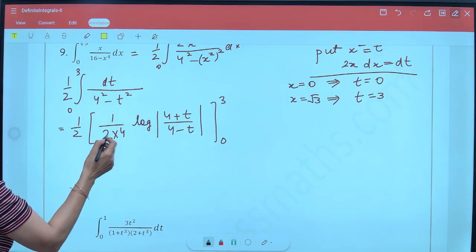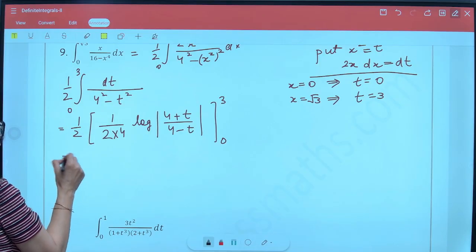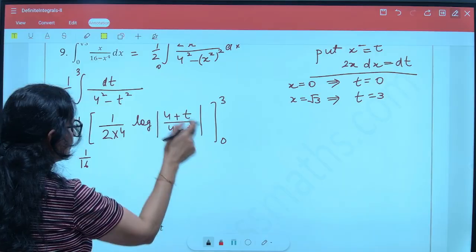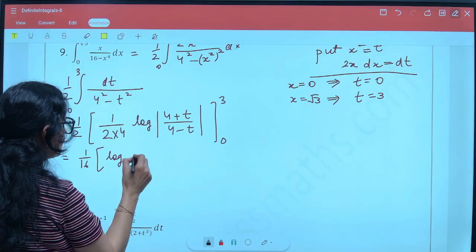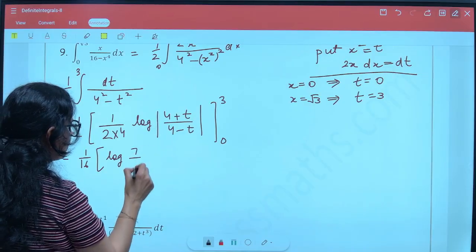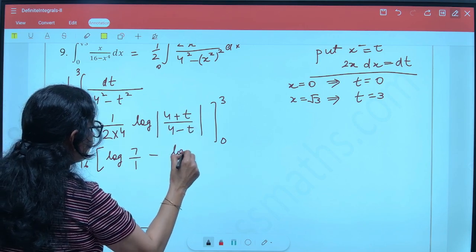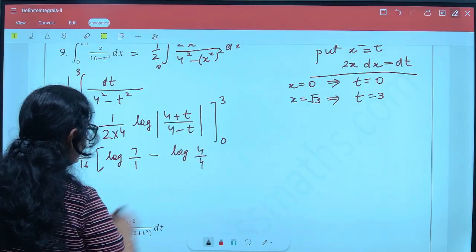Since this is a constant, I can move it out. 4 into 4 is 16. So I have 1 by 16, and I need to put the upper limit and lower limit in this log function. So it is log of 4 plus 3 becomes 7, 4 minus 3 is 1, minus, replace t with 0 now, log of 4 plus 0 is 4 and 4 minus 0 is again 4.